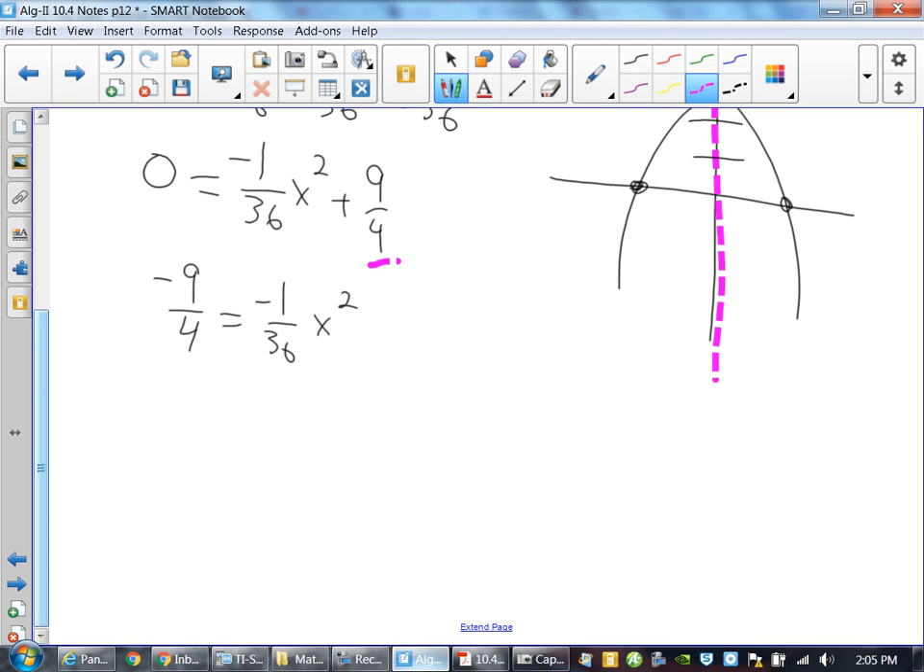How do you undo multiplying by negative 1/36? By negative 36. Oh, yeah. And let's see, this becomes what? 9, so we get 81 is x squared. What are your zeros? Plus or minus 9 for your zeros. I'm not sure if it asks you to plot that or not, but that's what you would do.